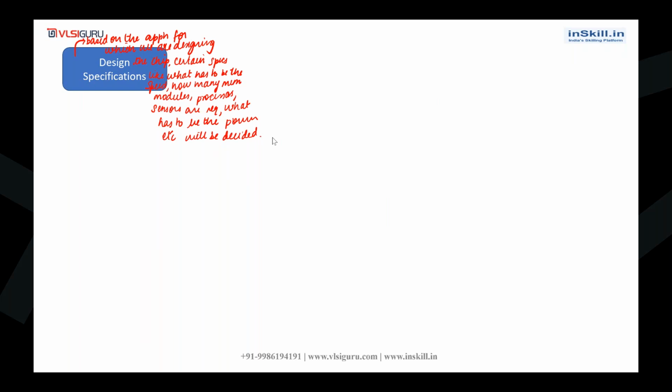So, based on the application for which we are designing the chip, specifications like the speed, the number of memory modules, processors, sensors, and the power will all be decided during the design specification stage. Now, after this, we have the design code stage.